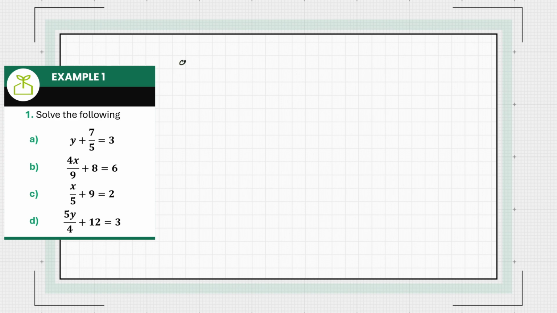So for this first one, A, we have the same type of questions as before, we're just rearranging it. In this case, (y plus 7) over 5 is equal to 3. And what we have to do is get rid of the 7/5. In order to do that, we can take away 7/5, or if we want to make this a whole lot simpler, let's just times both sides by 5. If we times both sides by 5, we get 5y plus 7 is equal to 15.